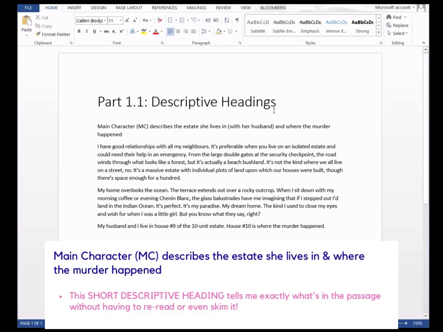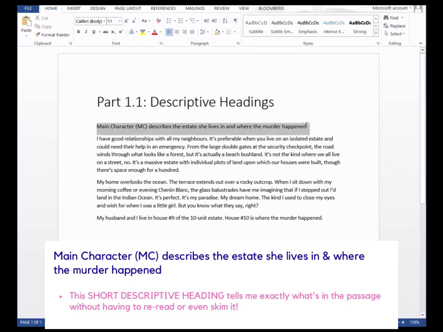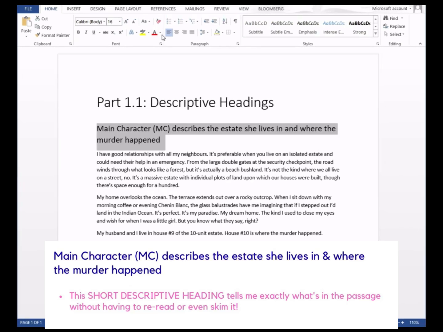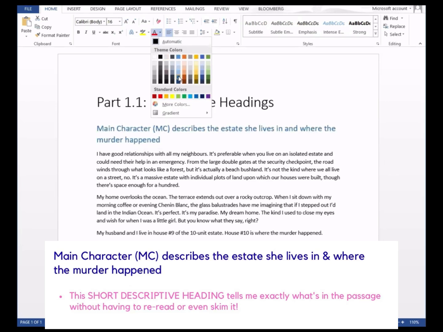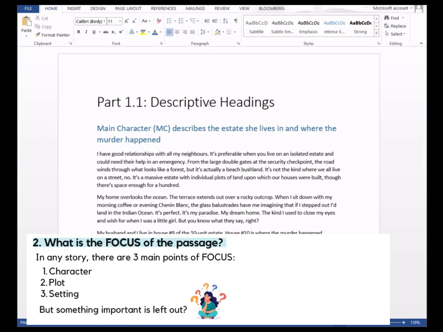Main character describes the estate she lives in and where the murder happened. This short description tells me exactly what's in the passage without having to reread or even skim it. And that's the first question answered. Now let's answer the second question. What is the focus of this passage?